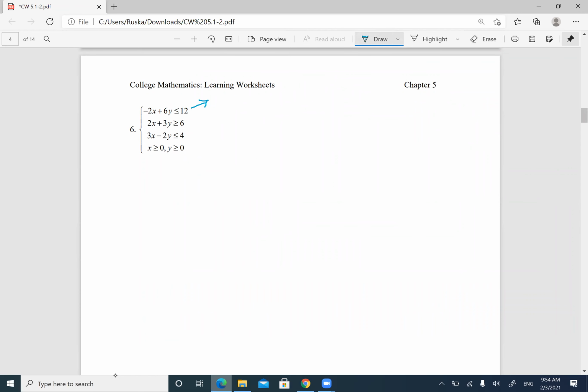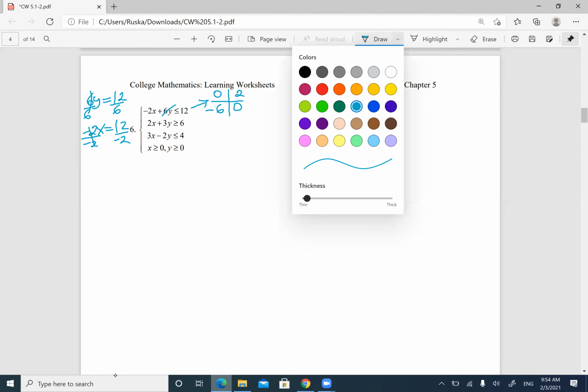So I'm going to pick 0 for x, 0 for y again, the same way. So when I replace x with 0, I have 6y equals 12. And when I divide by 6, it's going to be 2, right? Then after that, I'm going to replace y with 0. And I have negative 2x equals 12. When I divide by negative 2, it's going to be, what is that? Negative 6, right? So these are the 2 points I'm going to graph.